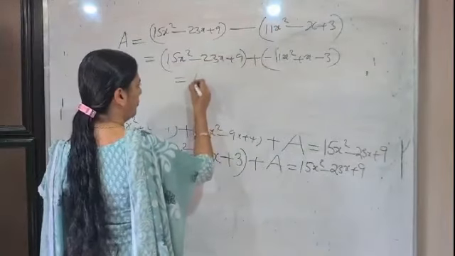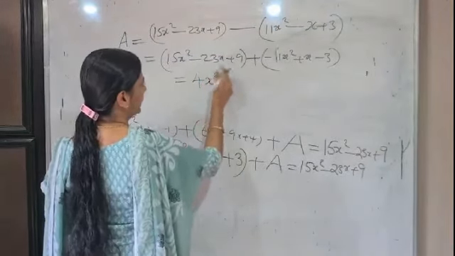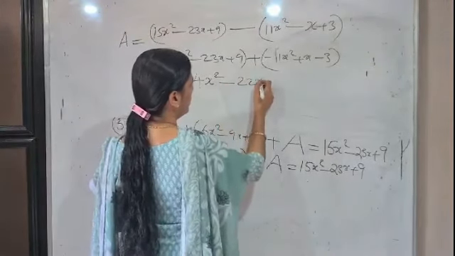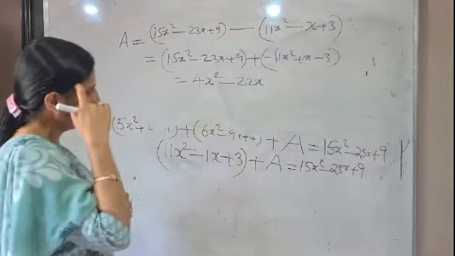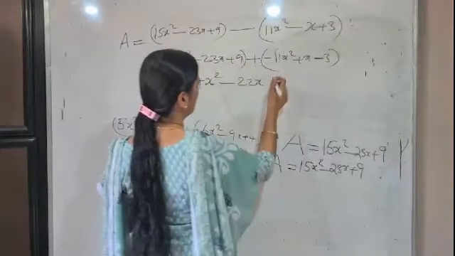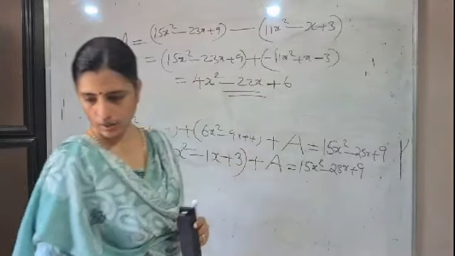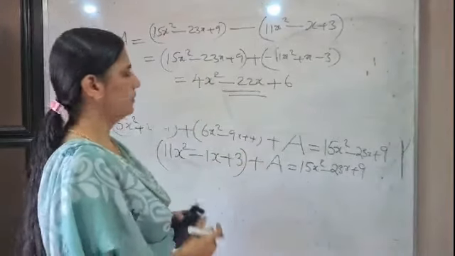15 minus 11, 4x square, negative 23 plus 1, negative 22x, plus 9 plus 6. Let me check. Yes, this is the answer.